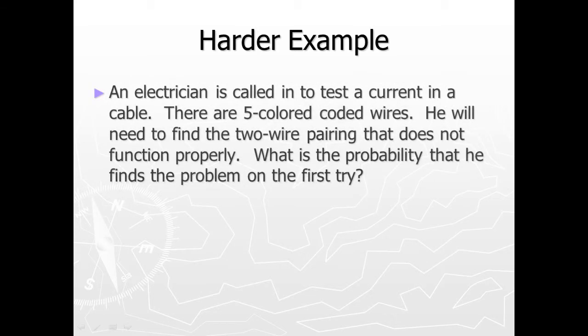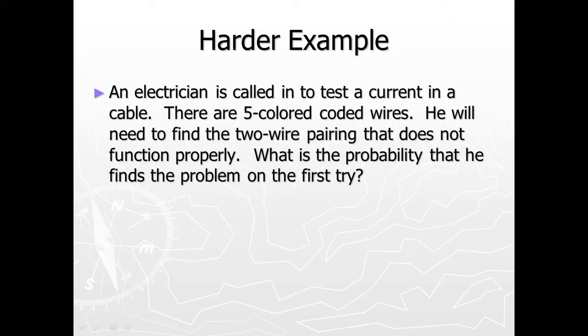Let's go to a little bit more difficult example. An electrician is called in to do a test in a current cable. There are 5 color-coded wires. He needs to find a 2-wire pairing that does not function properly. What is the probability that he finds it on the first try?